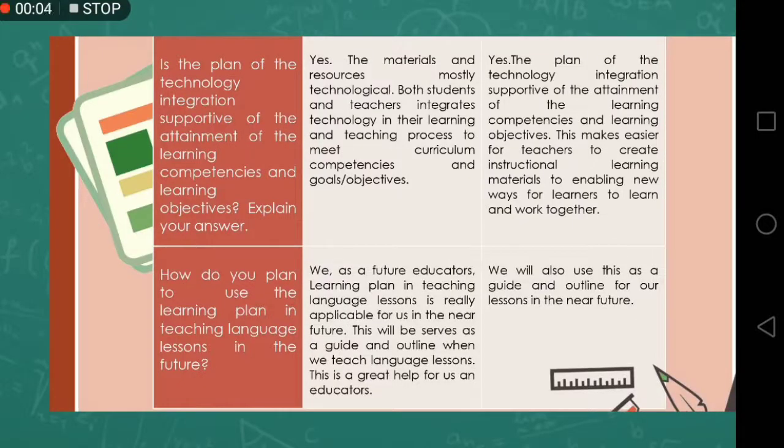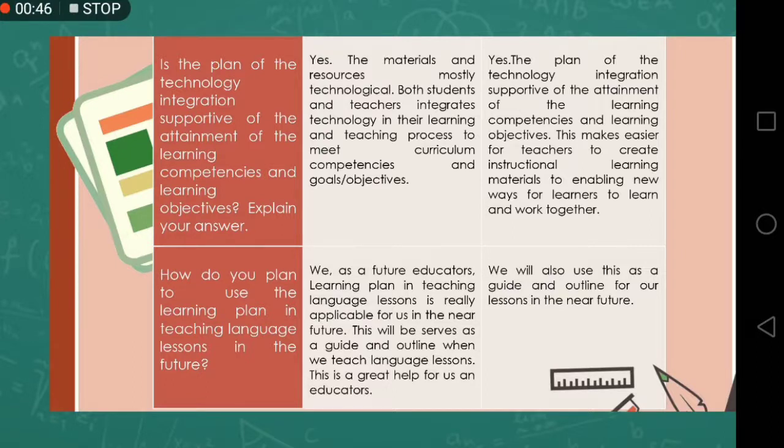The guide question number 2 is: is the plan of the technology integration supportive of the attainment of the learning competences and learning objectives? Explain your answer. In the learning plan 1, we answer yes, the materials and resources are mostly technological, because we are talking about learning and technology. So we are expected that the materials should be computer based or technological based.